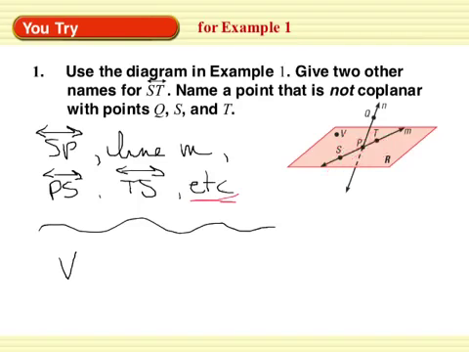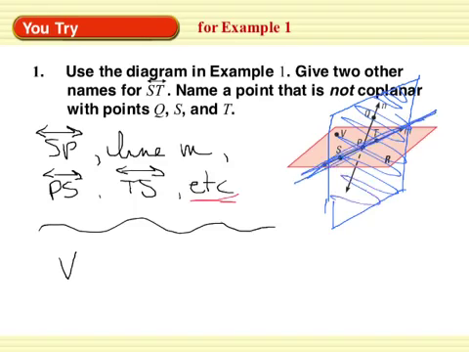Name a point that is not coplanar with points Q, S, and T. You may not think that Q, S, and T are coplanar, but they are. Because, sorry, my 3-dimensional drawing, you will learn, is quite humorous sometimes. Okay, we all do our best. That's all that we ask. So I have a plane right here that goes through this line. And on that are Q, S, and T, and P. Those are all coplanar. But V is not.